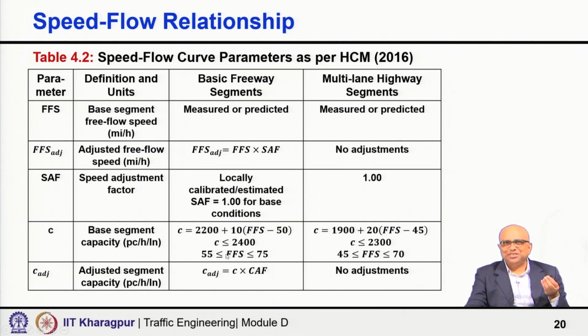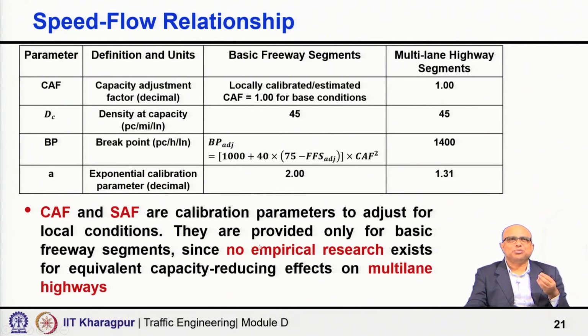How can we express it? A formula is given: 2200 plus 10 times FFS minus 50. So, the higher the free flow speed, the higher the capacity, in both cases, but here the limiting value is 2400, and here C has to be less than 2300. Speed ranges are given, and the capacity can be further adjusted for the basic freeway segment using the capacity adjustment factor. This capacity adjustment factor is how you can calibrate the capacity for local conditions.